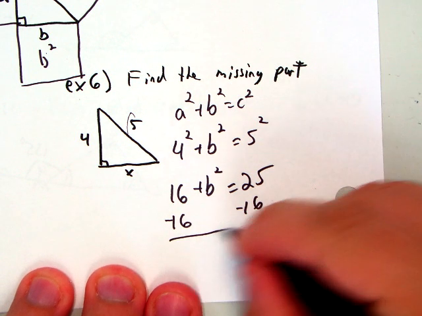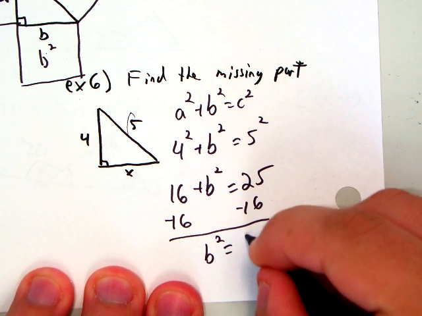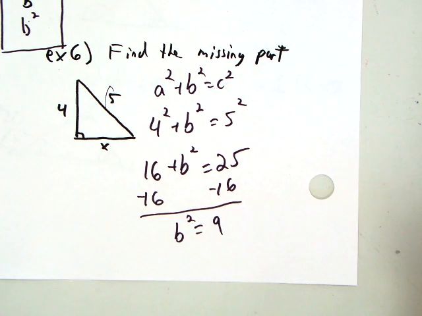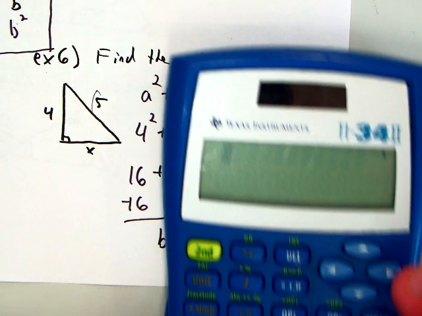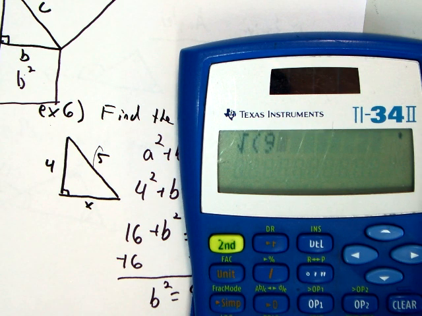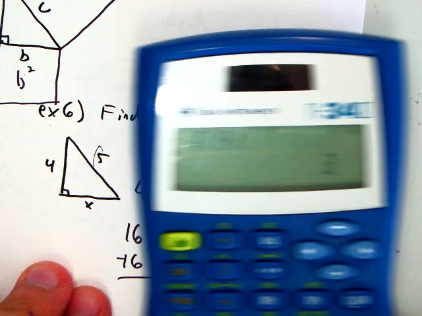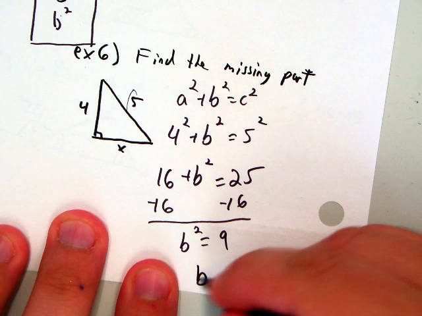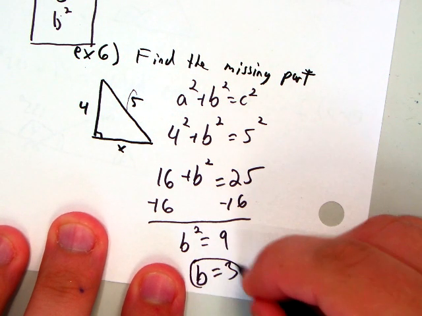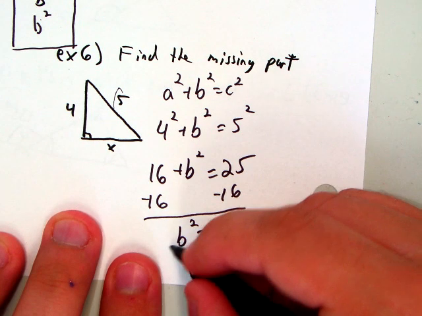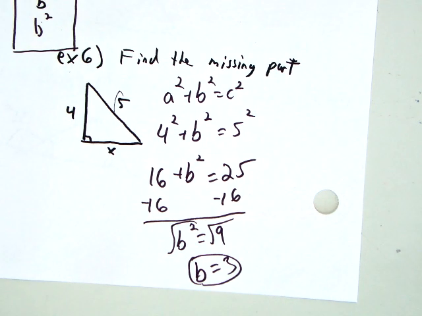Get b squared all by itself, so subtract 16 from both sides. I get b squared equals 9. I'm hoping the majority of us understand that 9 is a perfect square. But again, on your calculator, you would hit second, the x squared button, and then it'll give you a radical sign. Type in 9 and close the parenthesis, hit equals, and your answer will be 3. And I'm hoping that the majority of us still remember that b, this part here, 9 is a perfect square. Should have known that it is 3.